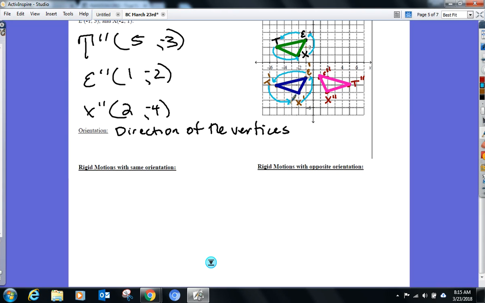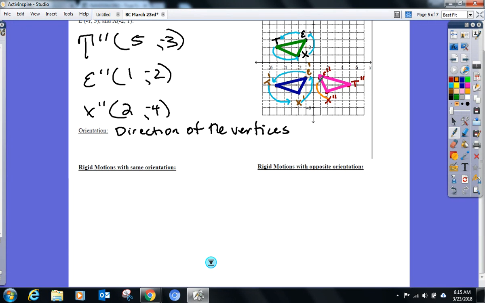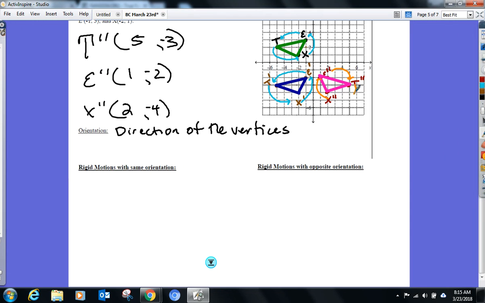Same order again, which was what? XET, everybody. XET. What direction am I going now? Clockwise. So now we say the original and the double prime have opposite orientation. Everyone see the difference there? These two have same orientation because the direction's going counterclockwise. These two have opposite orientation because one's going counterclockwise, the other's going clockwise.